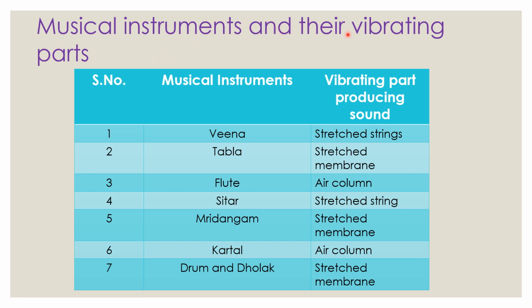Musical instruments and their vibrating parts. Veena, its vibrating part is stretched strings. Tabla, stretched membrane. Flute, air column. Sitar, stretched string. Mridangam, stretched membrane. Kartal, air column. Drum and dholak, stretched membrane.